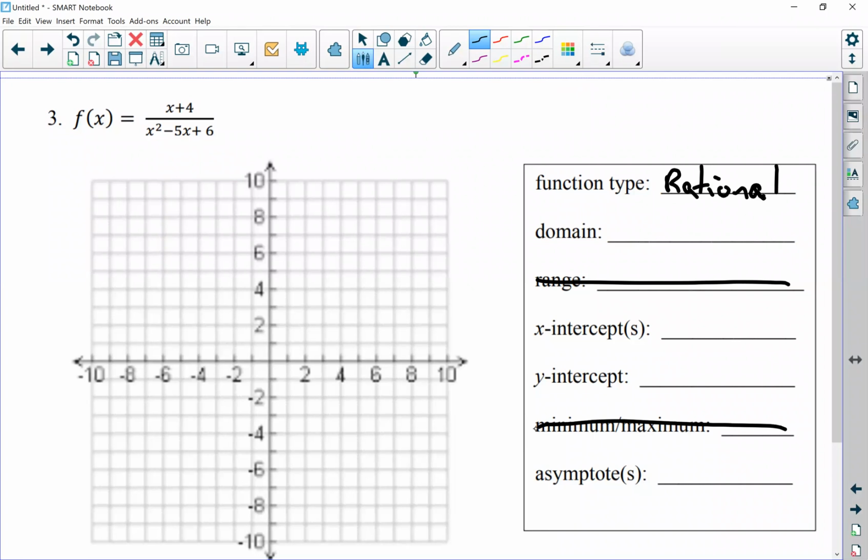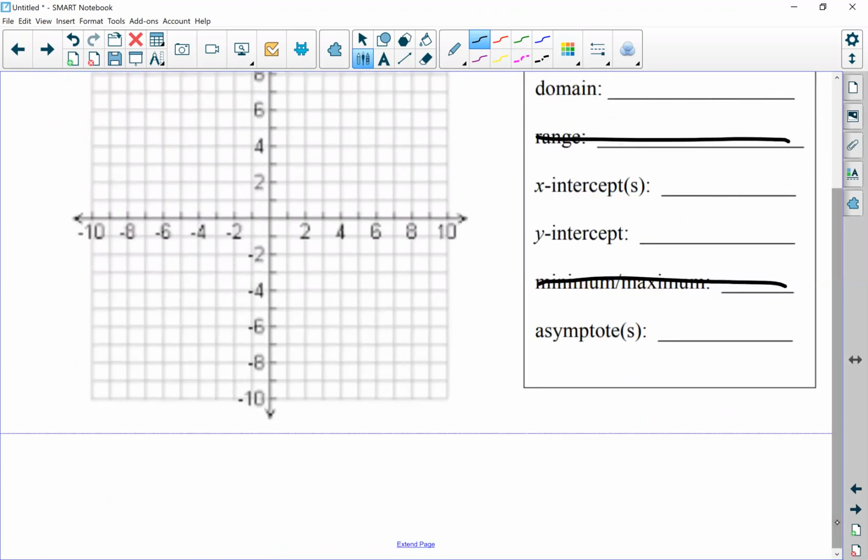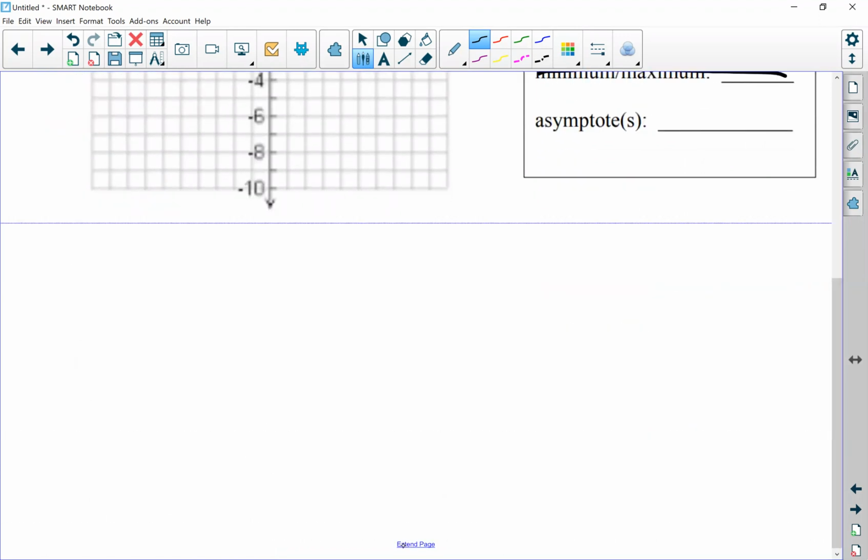So the domain is going to be restricted by values that make our denominator 0. And we can't have the 0 in our denominator. So for our domain, we're going to look at x squared minus 5x plus 6 equals 0.